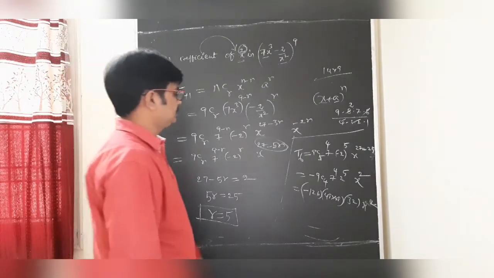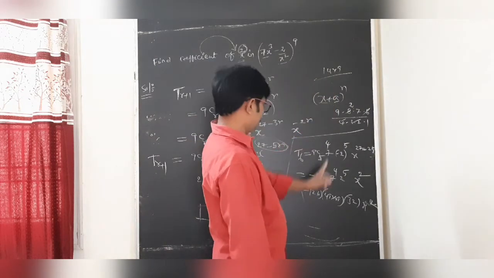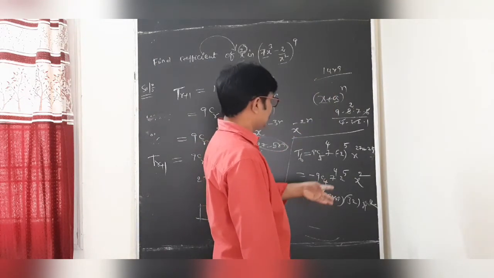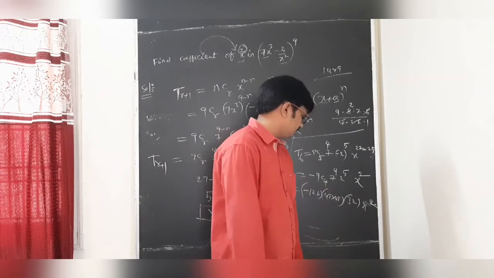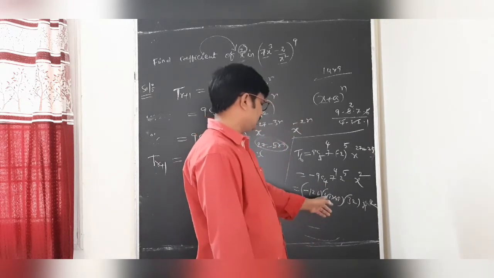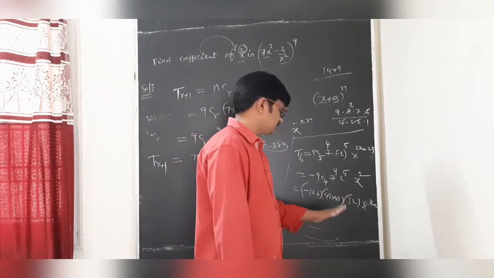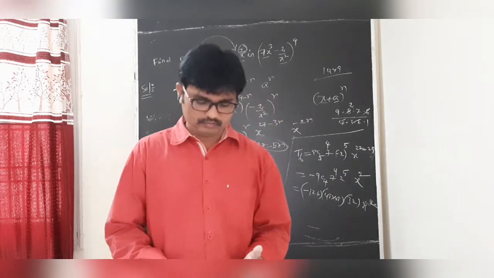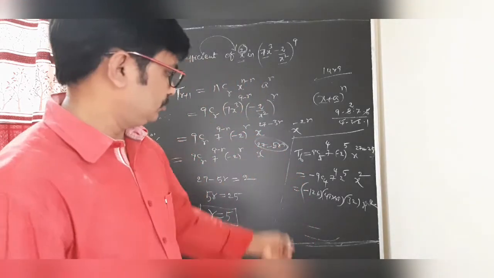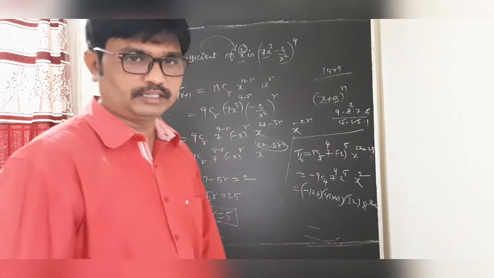My dear students, 9C4 is undoubtedly 126. 7 power 4 is 7 into 7 into 7 into 7, 4 times. Undoubtedly 49 into 49. 2 power 5 is, students, 32. 4, 8, 16, 32. Find the calculation, students.